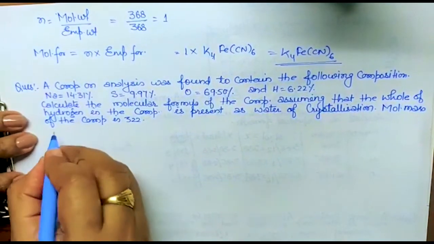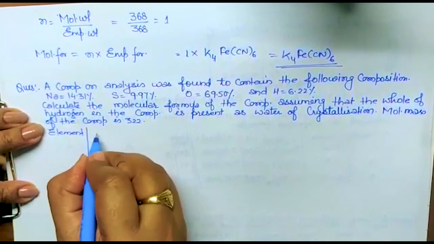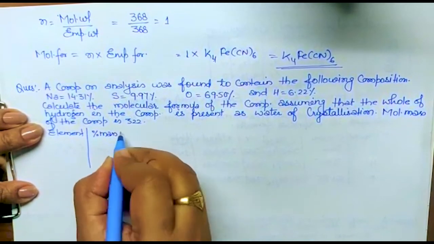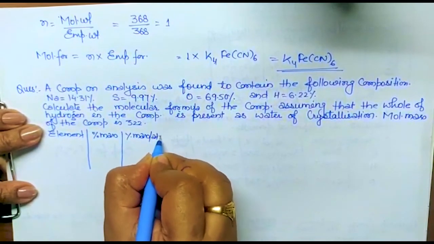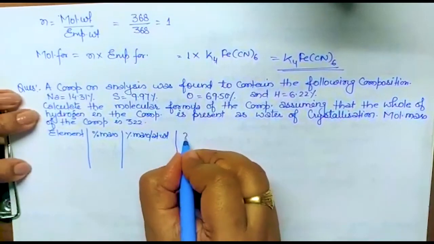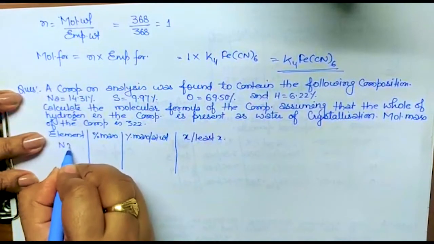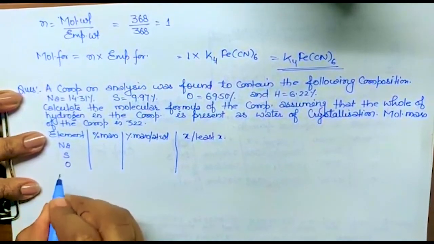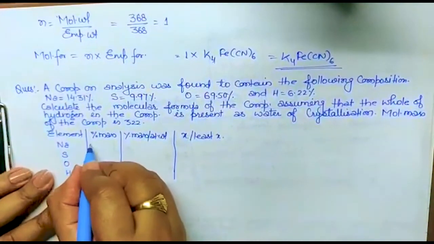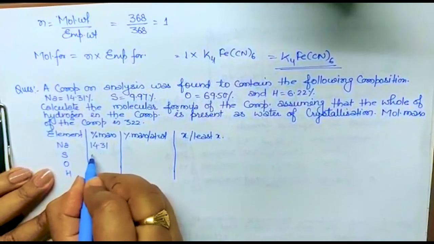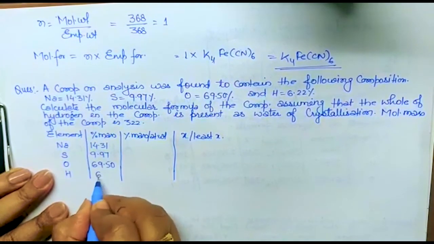Okay, so in the same way: element, then percentage mass, then percentage mass upon atomic weight, then X upon least X. So let's do it. Sodium, sulfur, oxygen and hydrogen. Okay, these are the 4 elements. So sodium percentage is given 14.31, sulfur is given 9.97, oxygen is 69.50 and hydrogen is 6.22, isn't it?